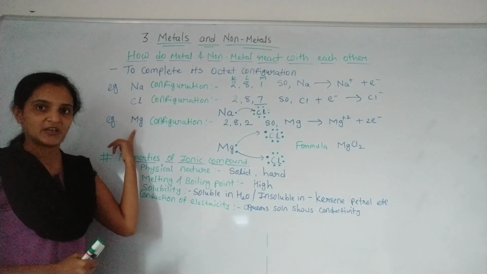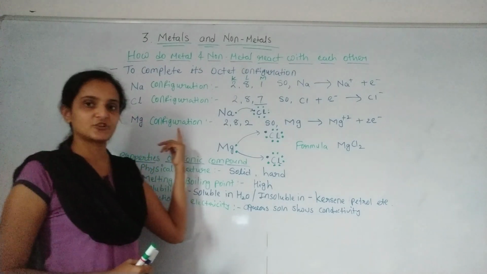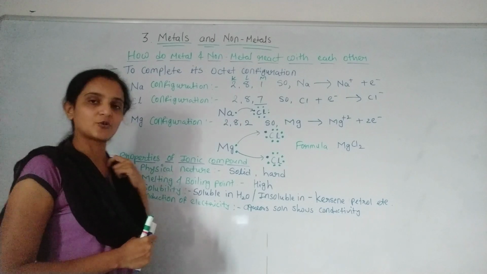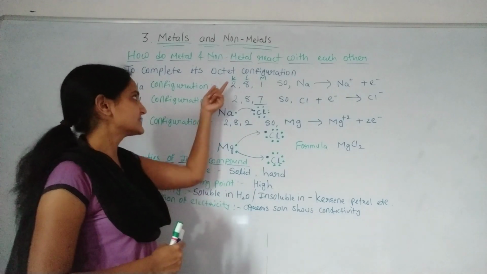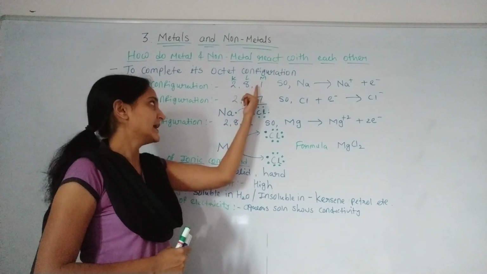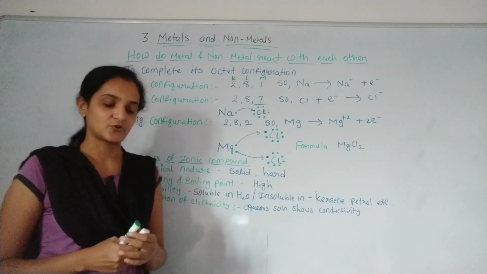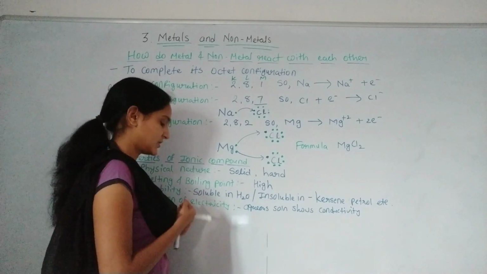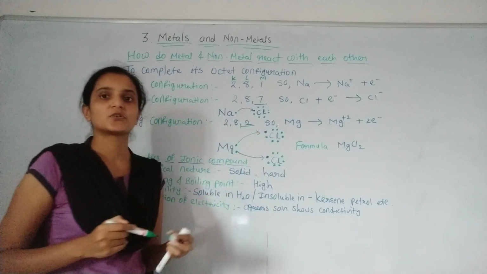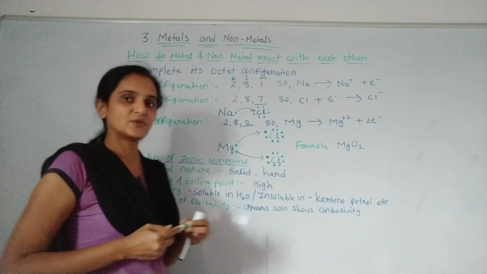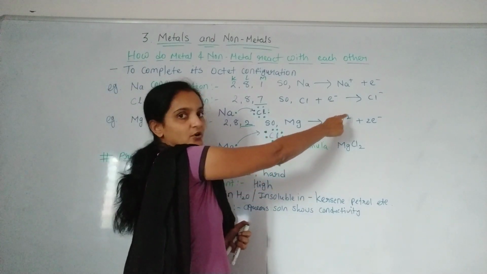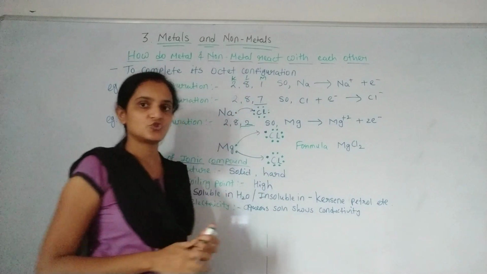Let's take one more example, magnesium. If you look at the electronic configuration of magnesium, its atomic number is 12. So its configuration is 2 electrons in the K shell, 8 electrons in the L shell, and 2 electrons in the M shell. So the M shell becomes the outermost orbital, with 2 electrons in it. Obviously it will donate those 2 electrons. So Mg donates 2 electrons, and it will have a +2 charge.